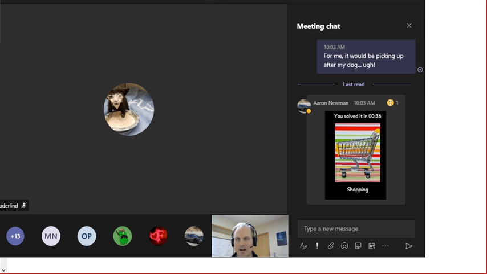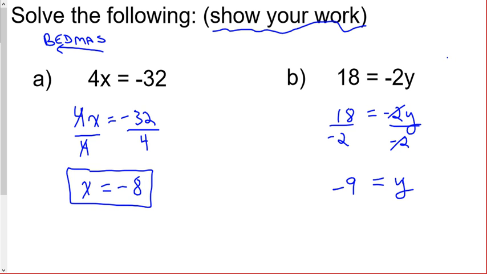Aha, that was me this time. Thanks. Okay, so I hope you saw what I was doing there. I was just following through the steps. I said, okay, I got to undo multiplication. y is being multiplied by negative 2, so I'm going to divide both sides by negative 2. 18 divided by negative 2 is negative 9. Let's throw a box around that to show that's my final answer.